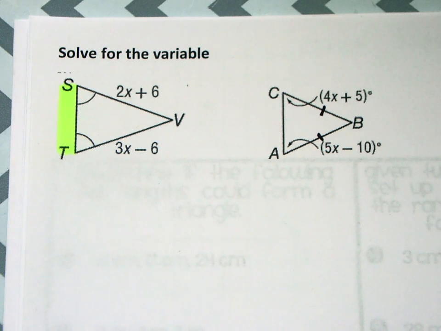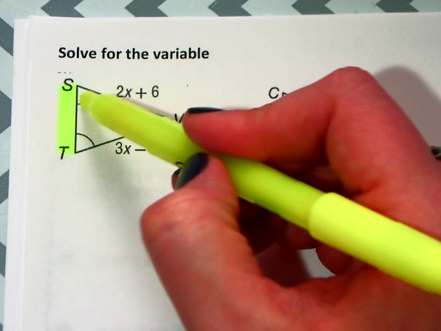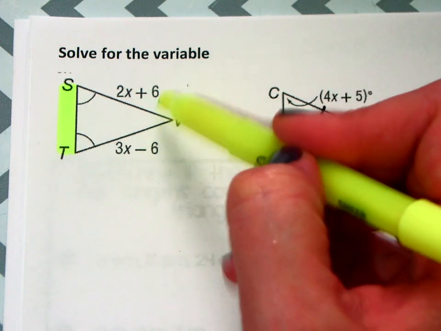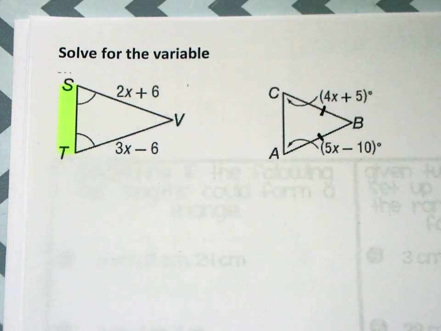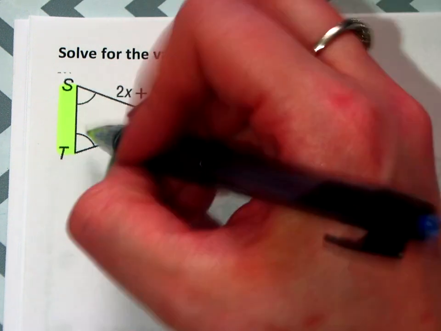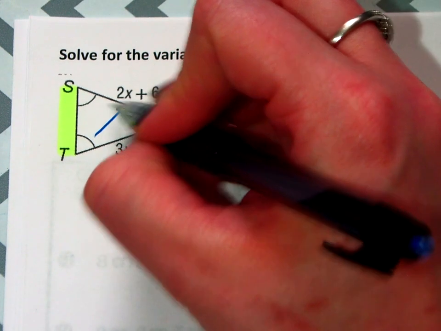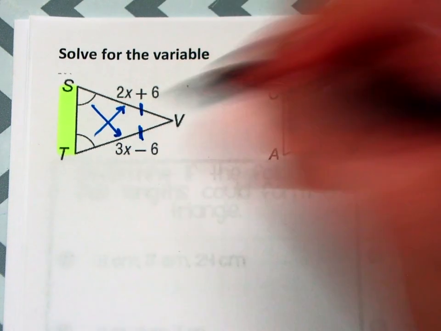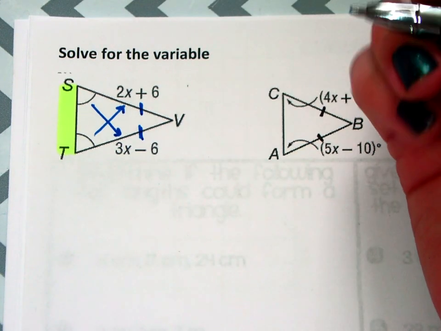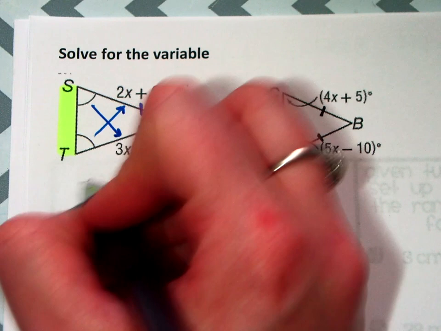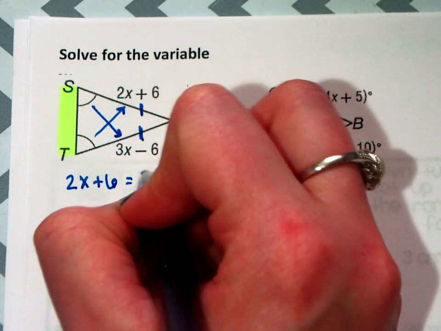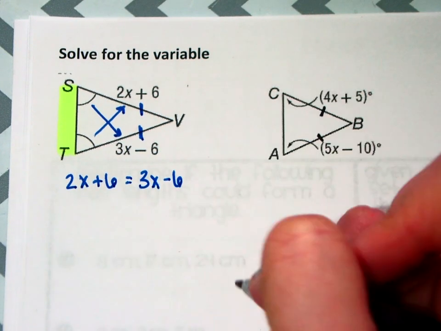If you highlight the base, you'll always know that the base angles are equal, and the two sides that you didn't highlight should also be equal. Based on the fact that angle S and angle T are congruent, if we draw those opposite lines, that should also let us know that SV is congruent to TV. So the way we're going to set this problem up is we're just going to set them equal. 2x plus 6 equals 3x minus 6.